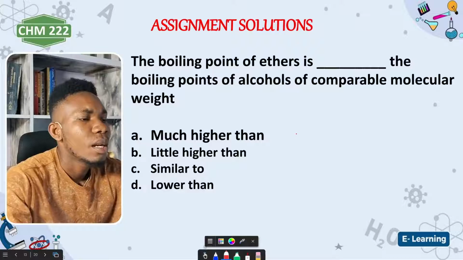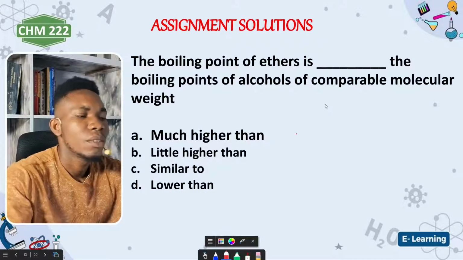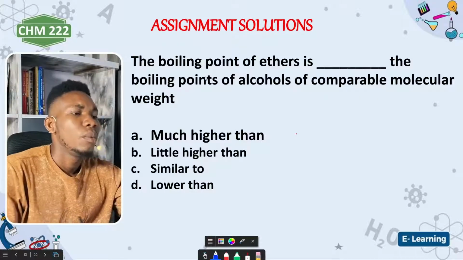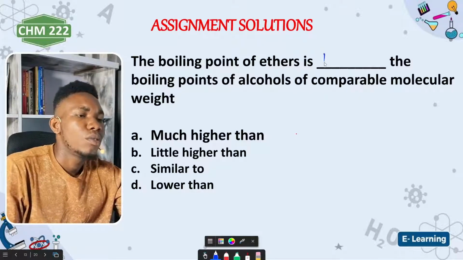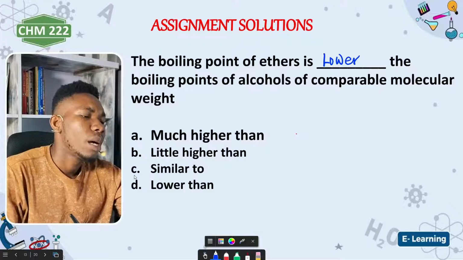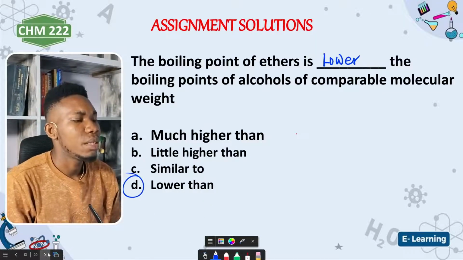Okay. Alcohol generally have a higher boiling point than ether of similar molecular weight. I've said that before. So the correct answer to this question would be: the boiling point of ether is lower than the boiling point of alcohols of comparable molecular weight. So the correct answer is option D.